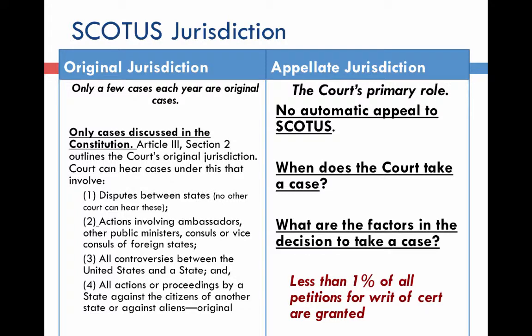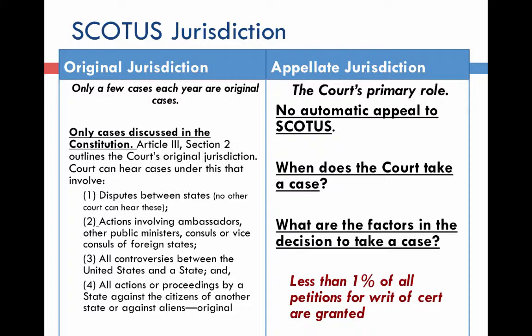It goes directly to the Supreme Court. These are the only types of cases discussed in the Constitution. In Article 3, Section 2, the Constitution outlines the court's original jurisdiction and gives 4 types of cases that the court can hear. The first is disputes between 2 or more states.